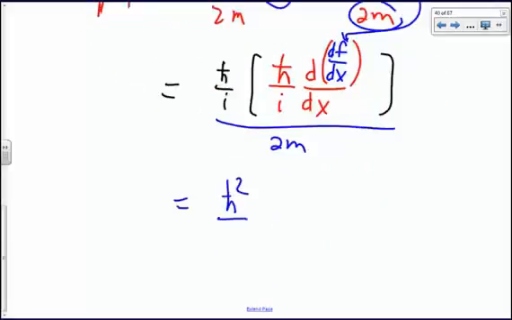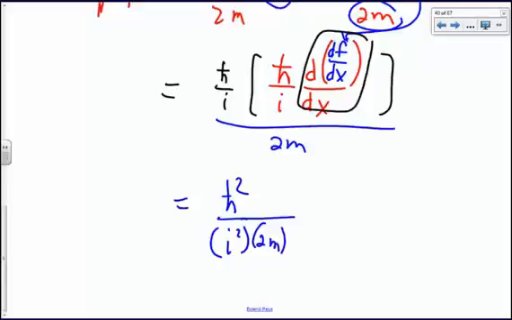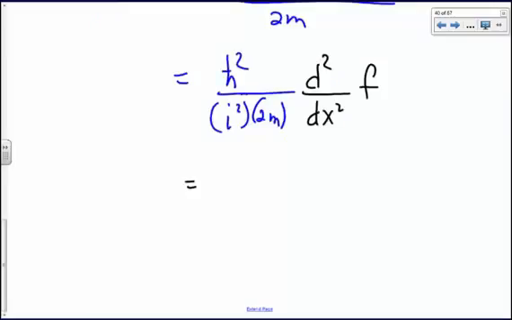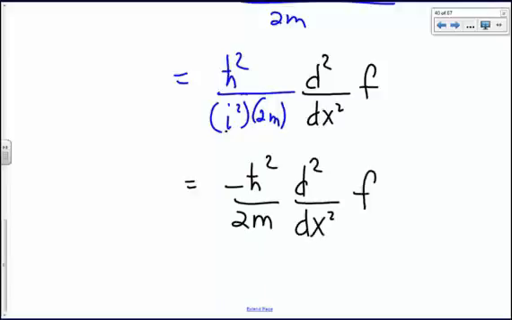H bar squared over i squared, right, times 2m. I'll factor out all the constants. And what do I have here? That's just the second derivative with respect to x. So what's i squared? Negative 1. So that's negative h bar squared over 2m, second derivative with respect to x of whatever function you're operating on. So this is your T hat operator. This is for motion along the x-axis.